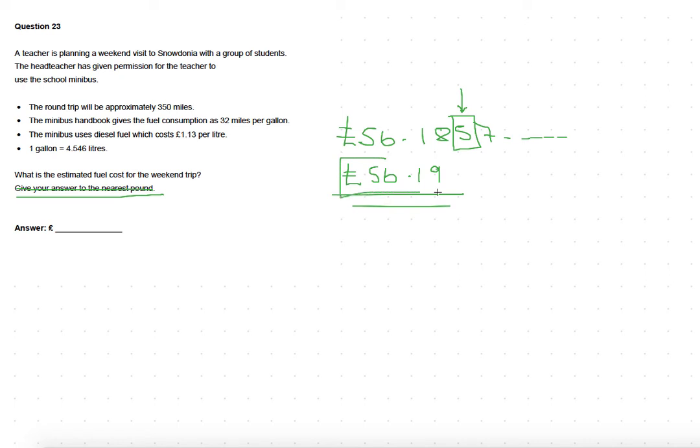Now again, you shouldn't really need any techniques or number lines here. Surely it's obvious that £56.19 is closer to £56 than it is to 57. You would need to be on £56.50 or above to round up to 57. I hope that makes sense.